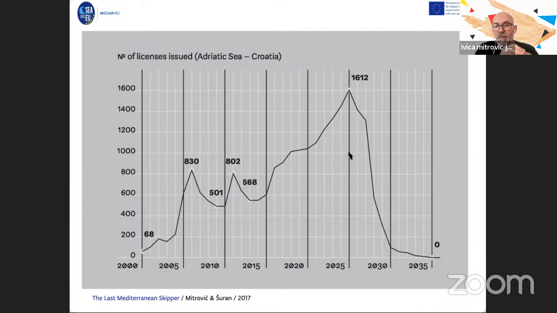Split Harbor Master Office, and we collected data about the number of skippers, which was growing exponentially on the Adriatic coast, and which is becoming one of the most popular occupations. This project brings a near future story about the last skipper, which was once romantic and one of the most popular occupations, but in our fictional future became extinct because of automated sailboat systems. I will show just a teaser of this work.